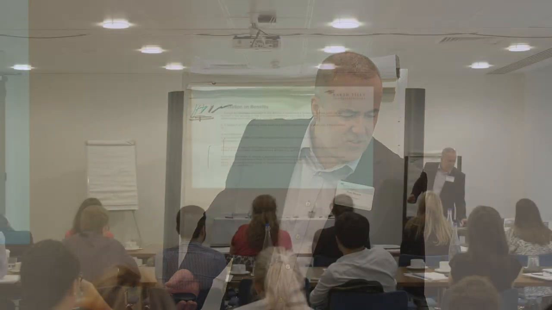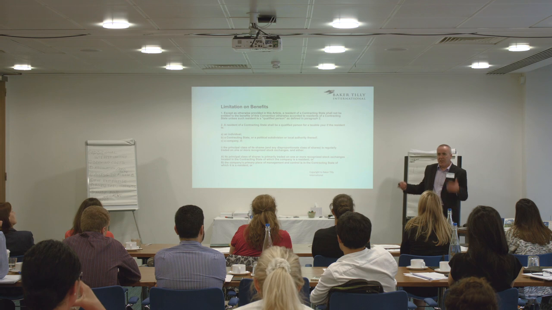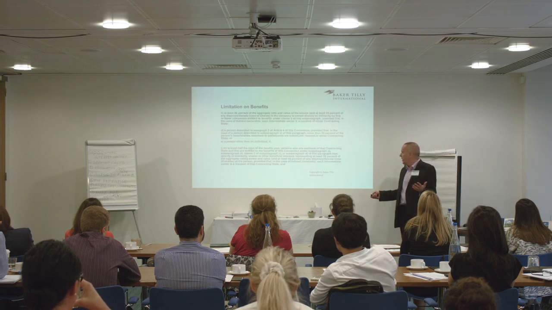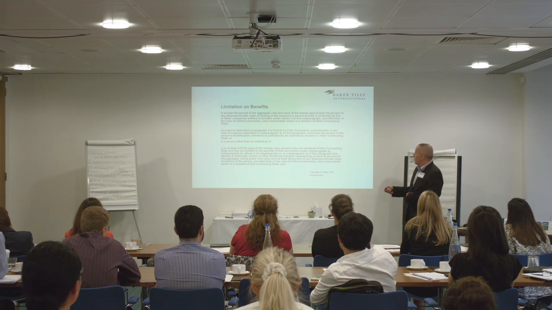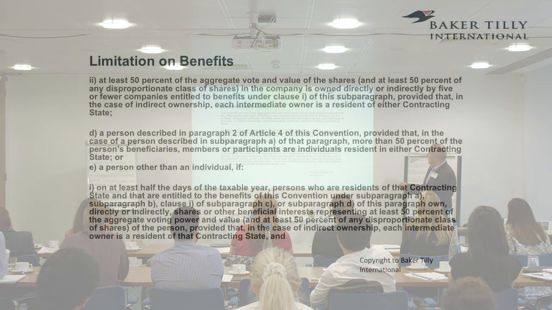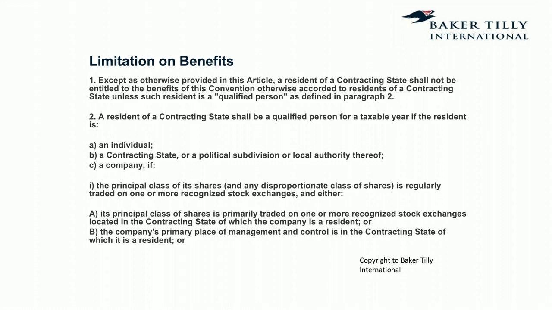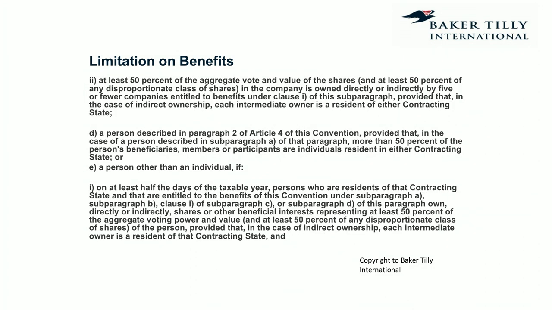It goes on, and I just wanted to show you this as a sort of introduction to really reading this kind of stuff and getting your head around how you have to read it. It goes on, defines it further, and it looks a bit odd because it says at least 50% of the aggregate, the company's primary purpose, or so it's A, B, or C. So it's at least 50% of the aggregate vote and value of the shares, at least 50% of any disposition shares, the company is owned directly or indirectly.